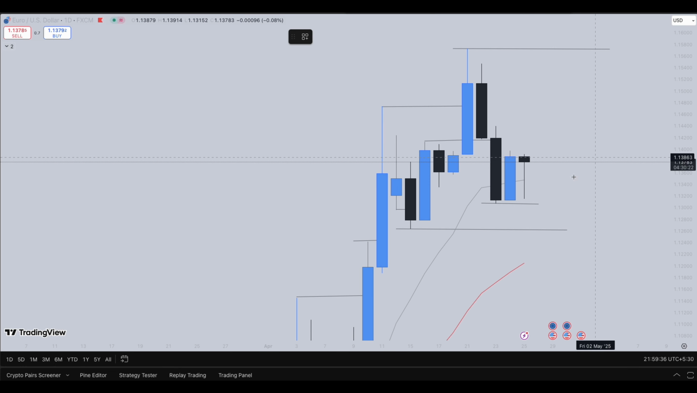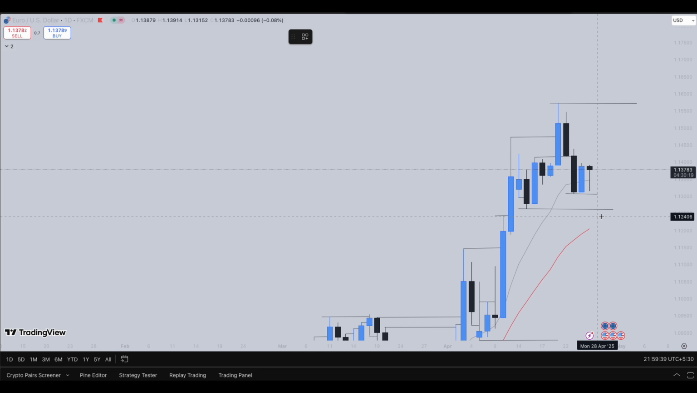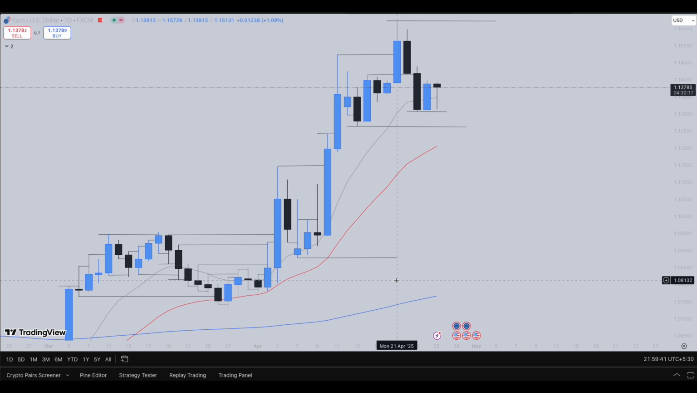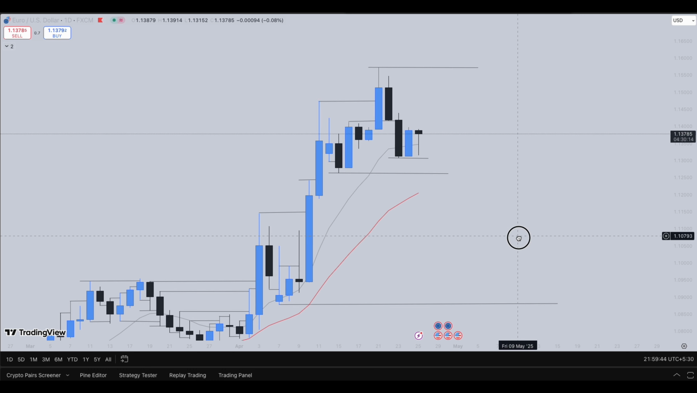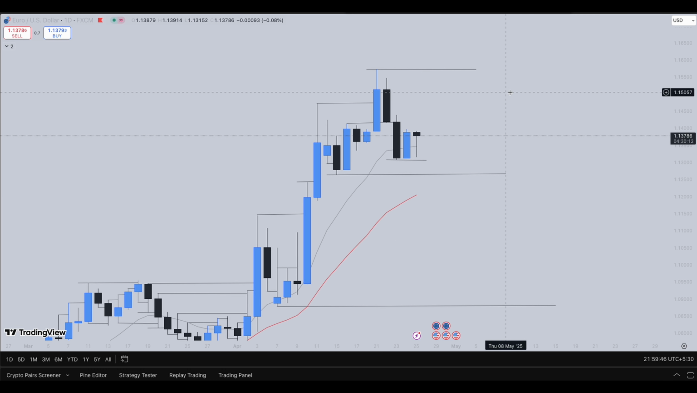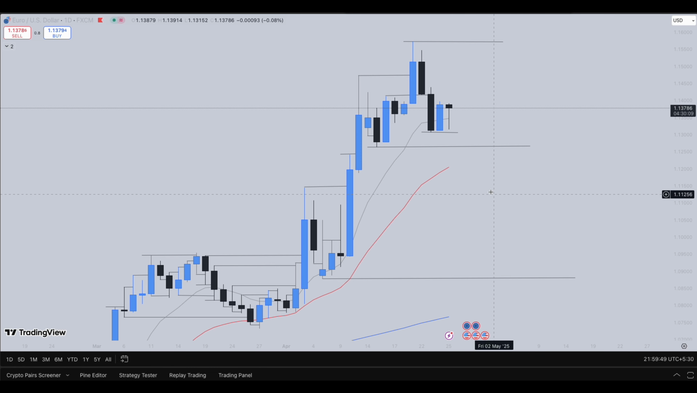But you can see this low has not been swept, guys, and this high also has not been swept. So let's try to extend these levels and see whether the market will come and mitigate this level. But this is about intraday bias, guys.